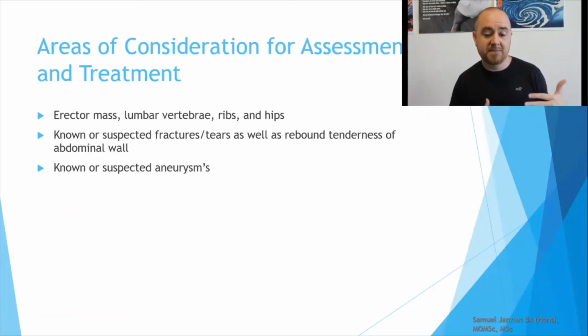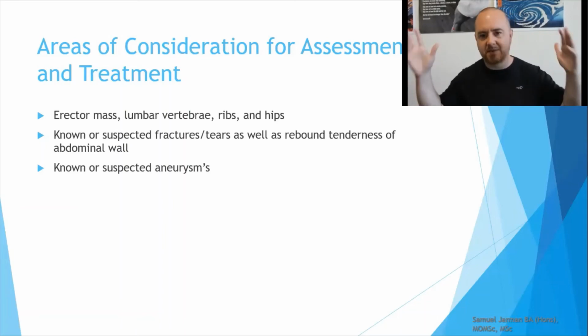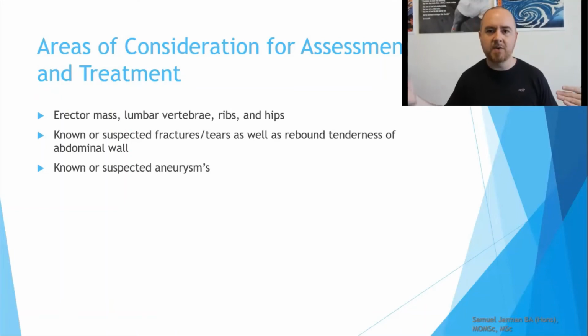As far as areas of consideration for assessment and treatment with respect to specifically lumbar extension, you're considering mostly the erector mass, lumbar vertebrae, the ribs, and the hips. You may want to consider the T-spine to some degree because, as we noted, realistically, lumbar extension is much more coupled with trunk extension generally, especially because of how the muscles run. So it's not necessarily an isolated movement that would occur often. It is going to occur in some relationship to thoracic extension. So you may want to consider thoracic vertebrae as well, at least to check them.